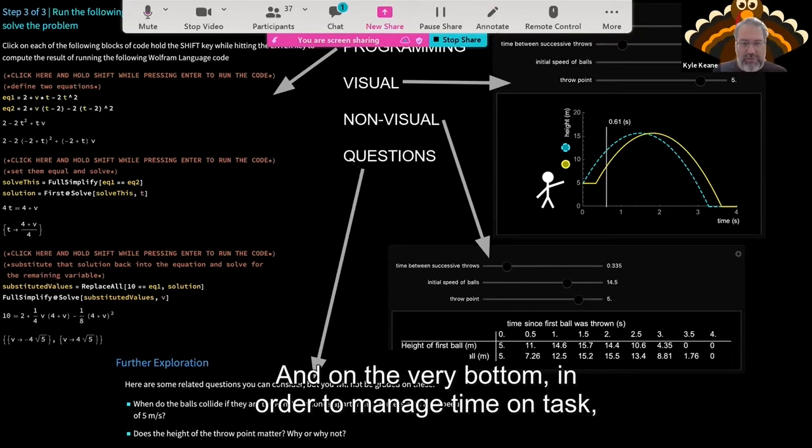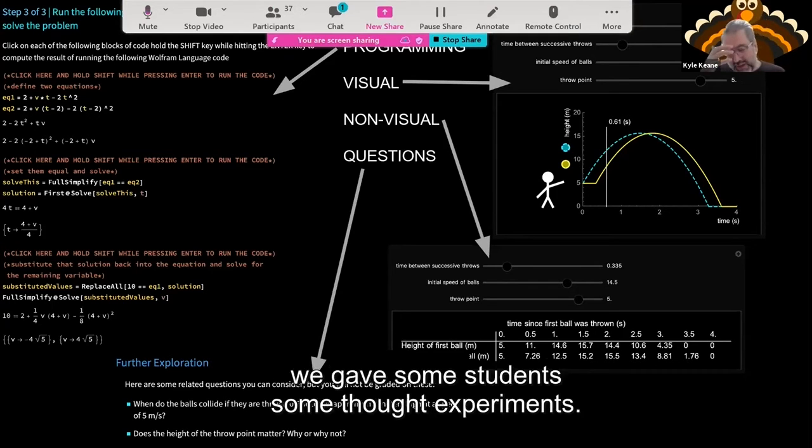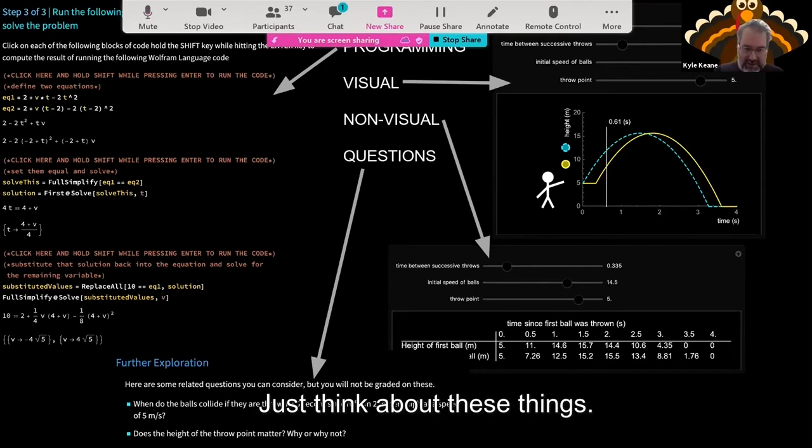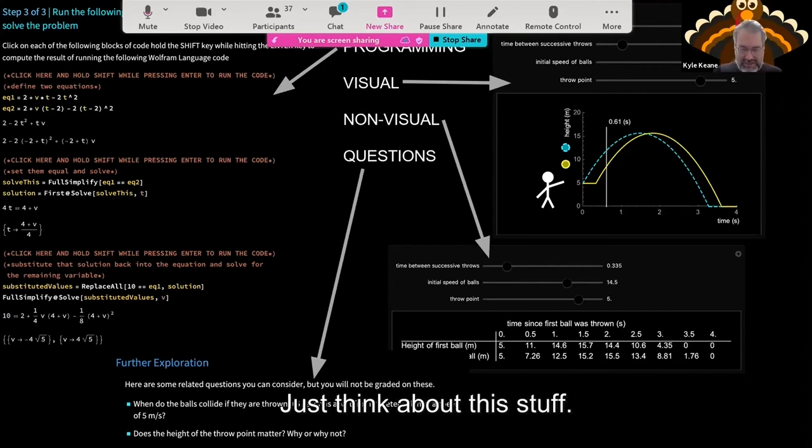And on the very bottom, in order to manage time on task and to normalize whatever confounding factors we can, we gave some students some thought experiments. Just think about these things. Don't do math, don't code, don't look at interactive things. Just think about this stuff.